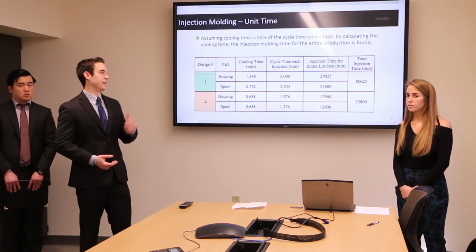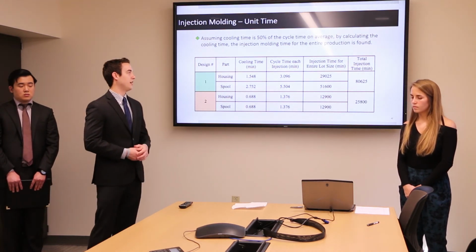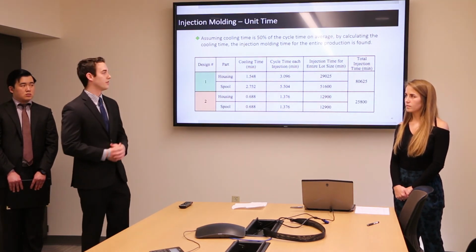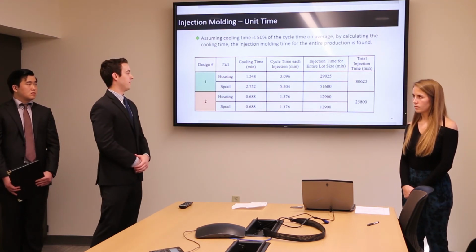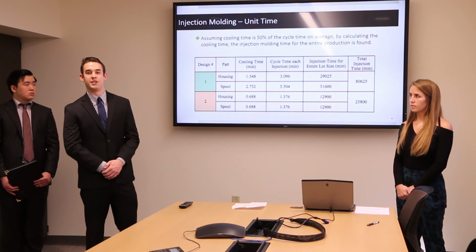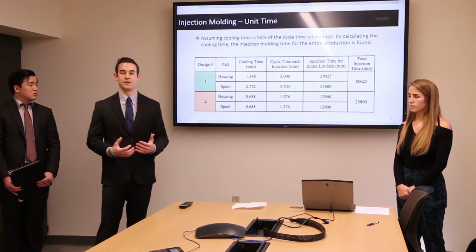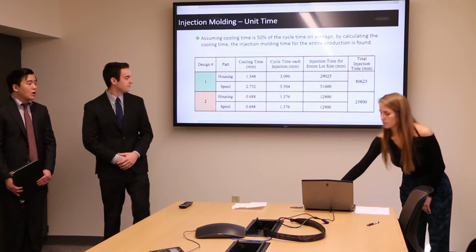If you double both those numbers, you get the cycle time, and you multiply it by 150,000, you get the injection time for the entire lot size. So for design 1, our total injection time was 80,625 minutes, and for design 2 it was 25,800 minutes, which is a 68% decrease in total injection time, which is a huge factor in our cost, which Jung Chang will explain right now.